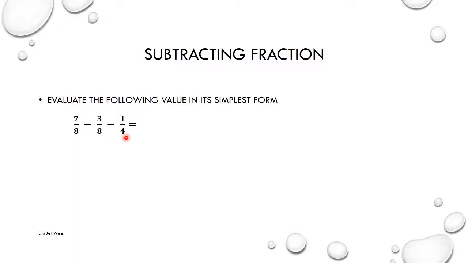This 1 over 4, however, I need to change it. I need to convert it so that it has the same denominator, which is 8. Now how do I do this? Well, in order to make 4 become an 8, I have to multiply by 2. But if I multiply the denominator 4 by 2, I have to also multiply the numerator, which is the number on top, by the same value, which is 2.